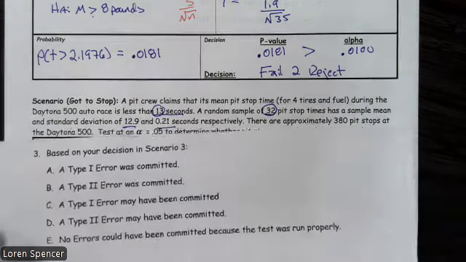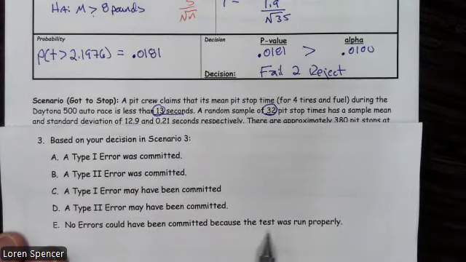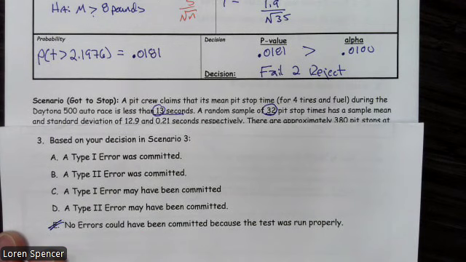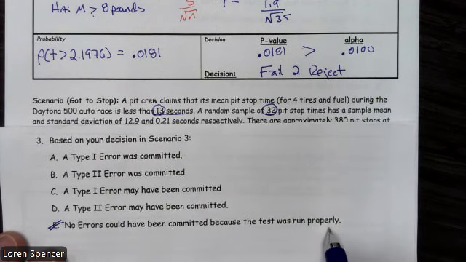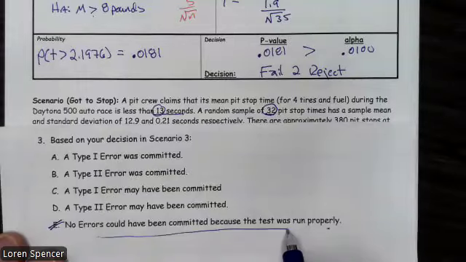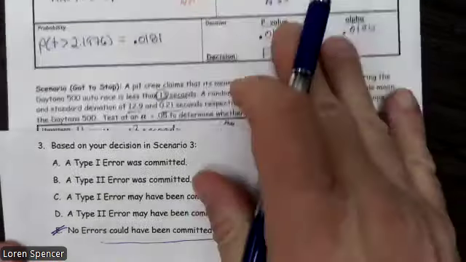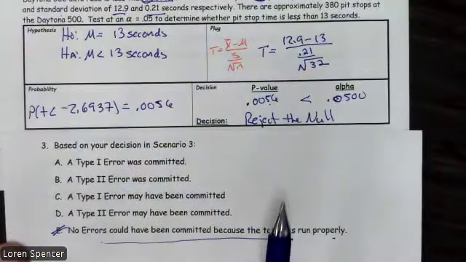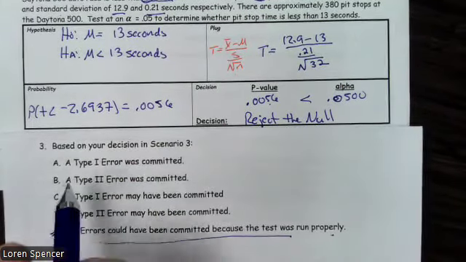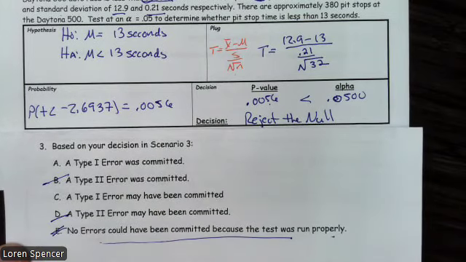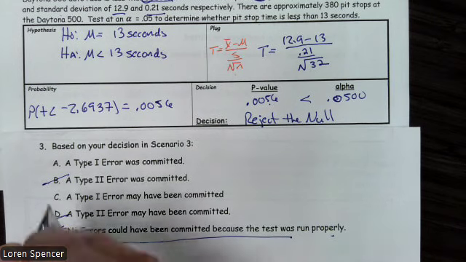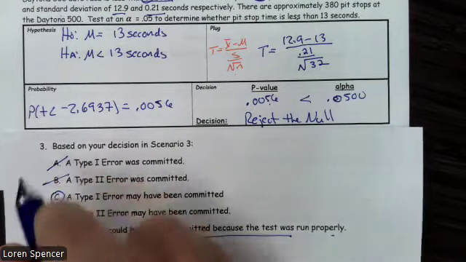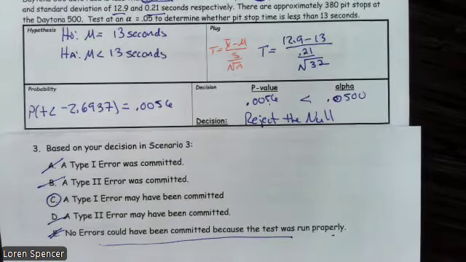Okay, so no errors could have been committed because the test was run properly. Not an answer choice. An error could always happen by random chance alone. So this could always happen. We could always have an error just by random chance alone. Okay, the other thing is if you reject, you cannot commit a type 2 error. So that gets rid of our type 2 answers. It could only be a type 1. But we don't know that we committed an error. We just know that it could have happened. All right. We never know that we made an error. We'd have to have a lot more information at the very end or afterwards, after we ran everything, to know an error was committed.